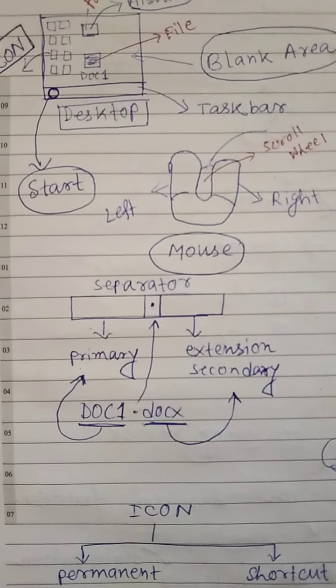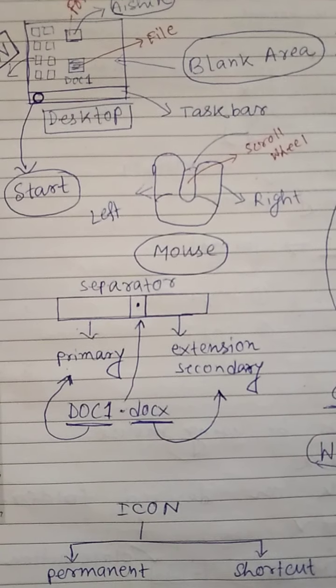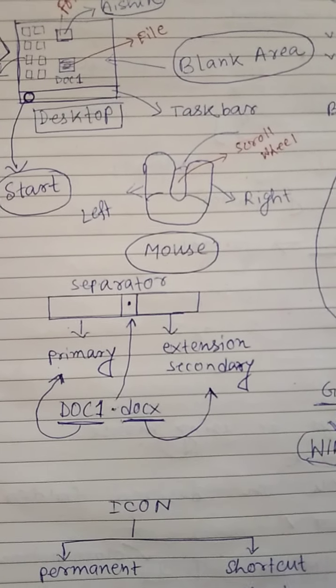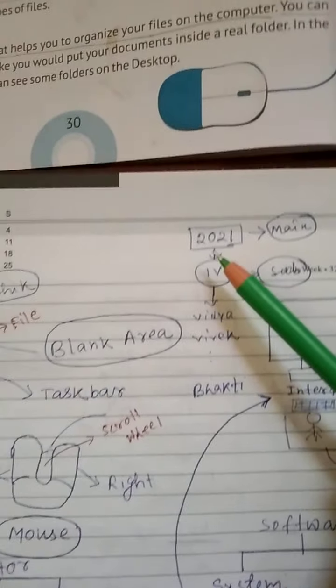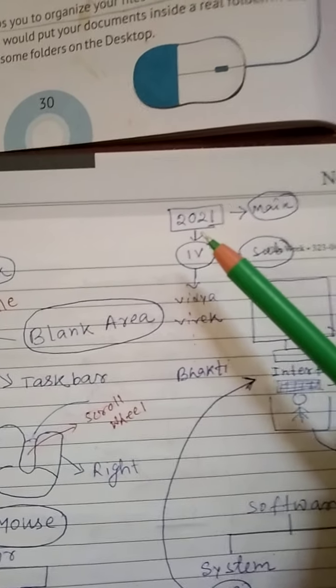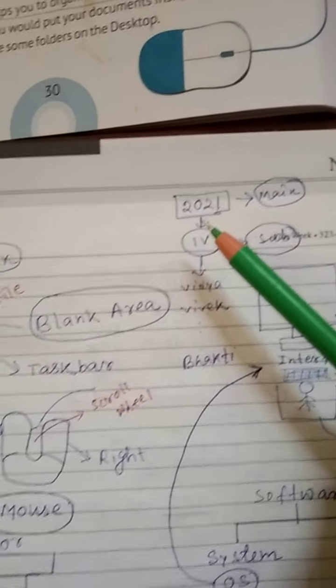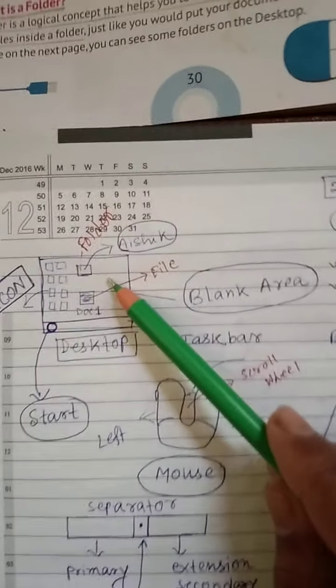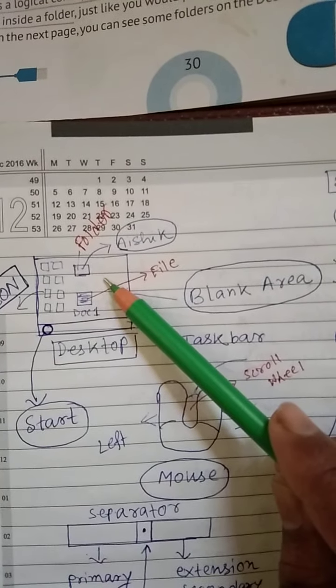What is a folder? A folder is a logical concept that helps you to organize your files on the computer. Look at here. On the desktop, suppose I want to create a folder. How can I create it? Simply right click on the blank area of your desktop and click on New.